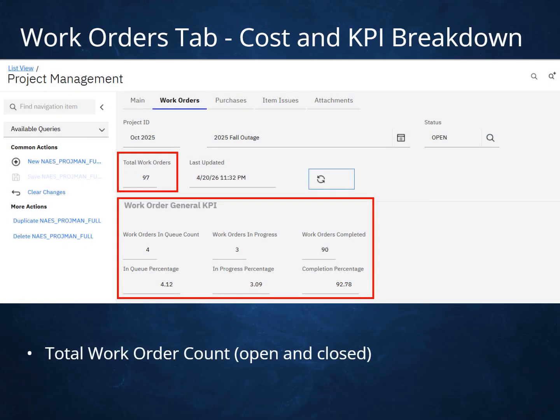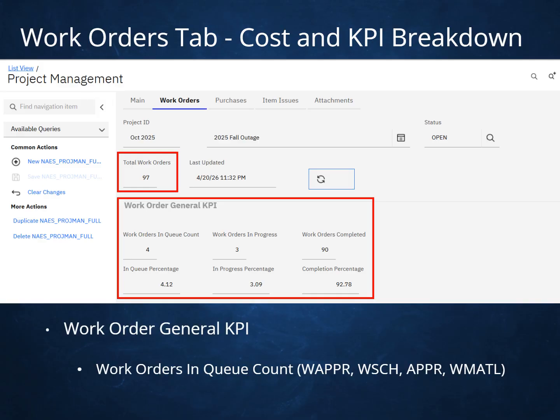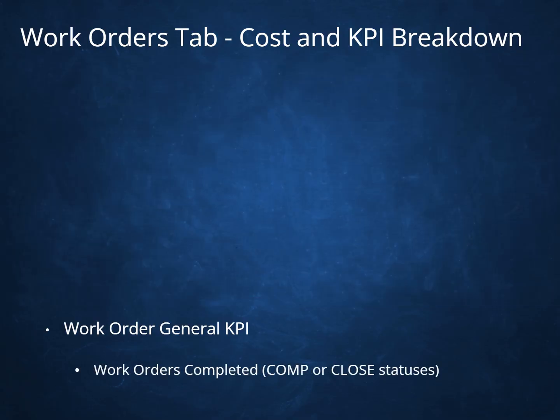Work Orders tab, Cost and KPI breakdown. Total work order count, open and closed. Work Order General KPI: work orders in queue count, which covers waiting on approval, waiting to be scheduled, approved, and waiting on material. Work orders in progress status. Work orders completed, in comp or close statuses.